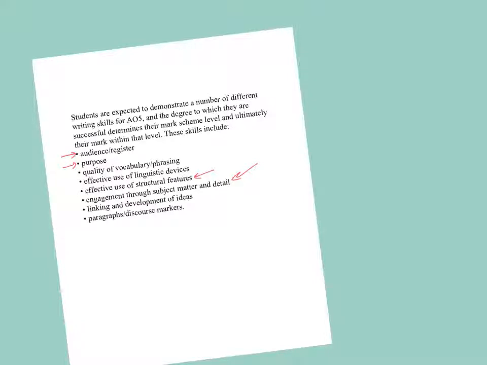Linking and development of ideas. Does your narrative flow? Can your reader follow it? Does one idea kind of fluently slide into another? Or if you're trying to change focus or create a pivotal moment, is that done in a way that makes sense? Have you used paragraphs effectively and varied length of paragraphs? There should always be a one sentence paragraph in your writing somewhere. And are you using discourse markers? Are you using those things that are making your writing hang together properly? You're not jumping round.